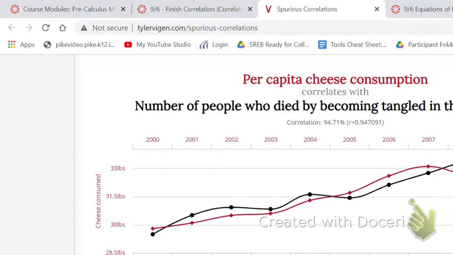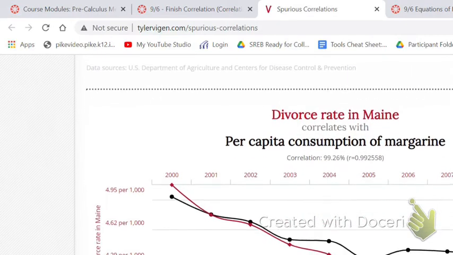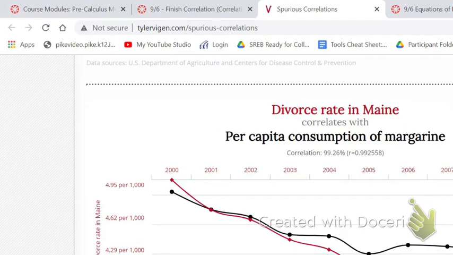Graphs get used a lot in media representations of results found from studies, but they can be very misleading when presented to the public without some context behind it. And if all you're showing is that these two things are very closely related, a lot of times media will want to infer a cause and effect relationship here. There is no cause and effect relationship, I wouldn't think, between the divorce rate in Maine and the consumption of margarine.